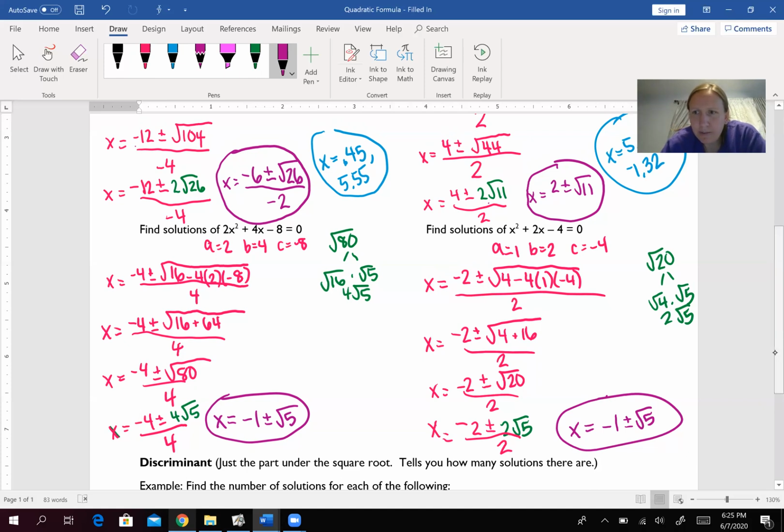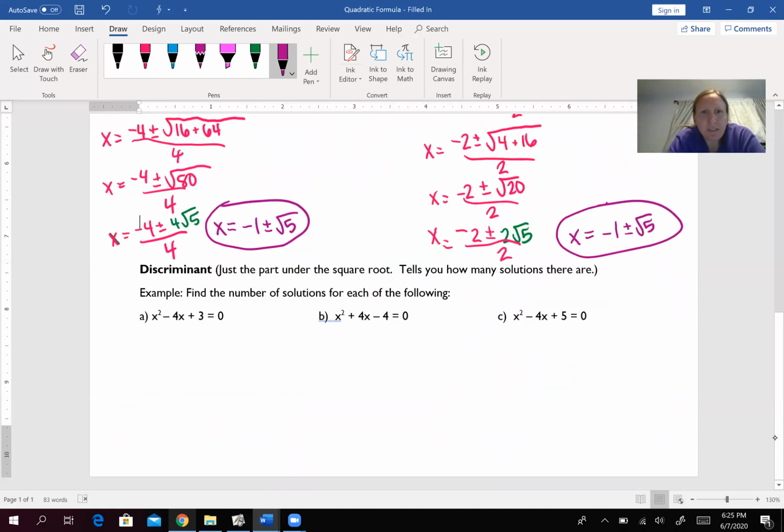The last piece for today is about the discriminant. The discriminant is just the part under the square root. And how that helps you is it tells you how many solutions there are. So let's say a question just asks how many solutions to the equation are there. You don't have to go through the whole quadratic formula. You can just look at the discriminant and use that to help you figure this out.